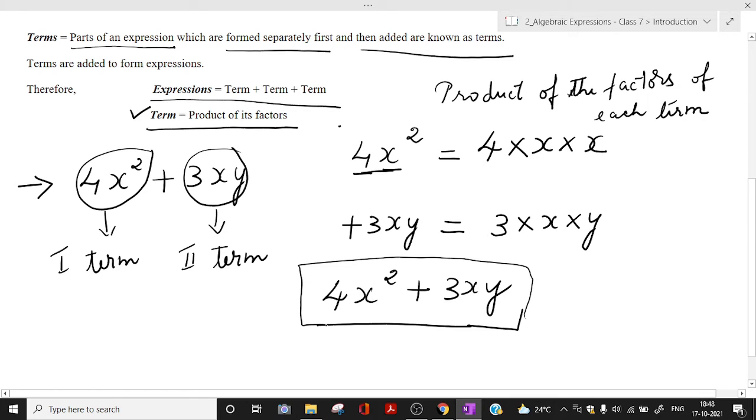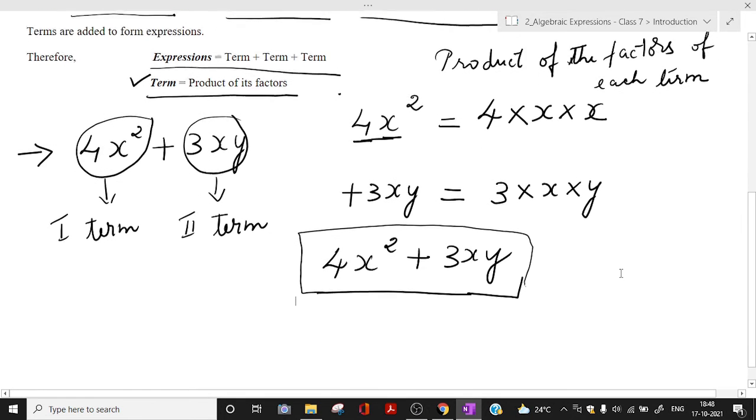Let me repeat. You have parts of an expression which are formed separately first and then added. Those are called terms. So expressions are nothing but adding terms. However many terms you want, you can add: one term, two terms, three terms, four terms, five terms, any number of terms. So what is a term? It is nothing but the product of its factors.